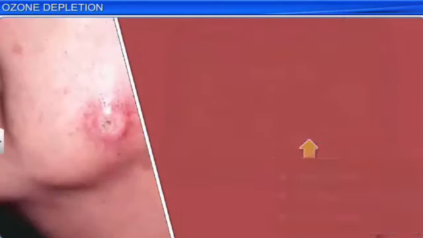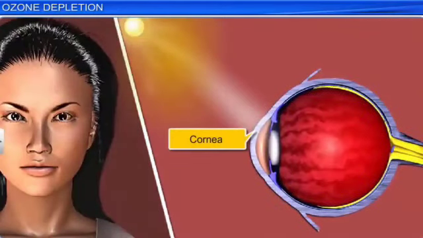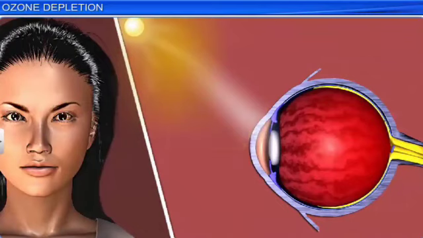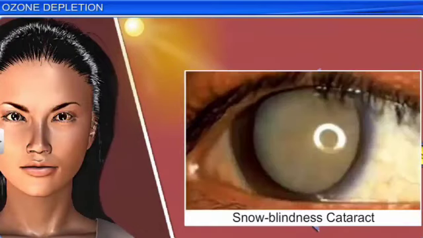Moreover, if the cornea of the eye absorbs high doses of UVB radiations, it causes inflammation of the cornea, commonly known as snow blindness cataract. Prolonged exposure to these rays may also permanently damage the cornea.